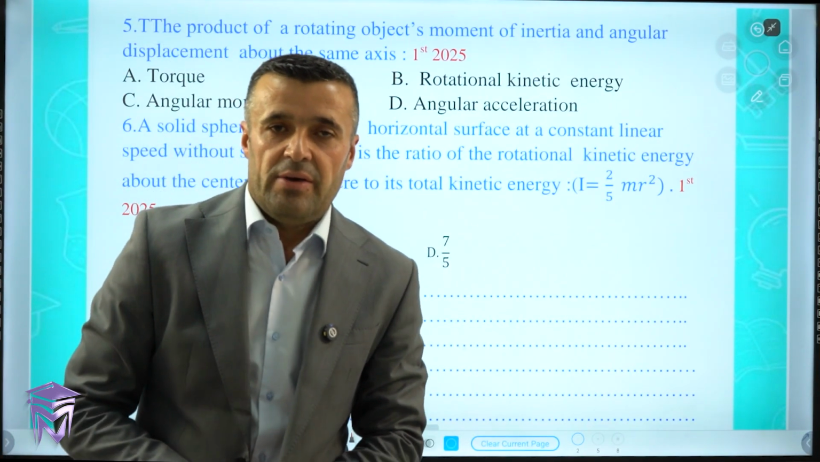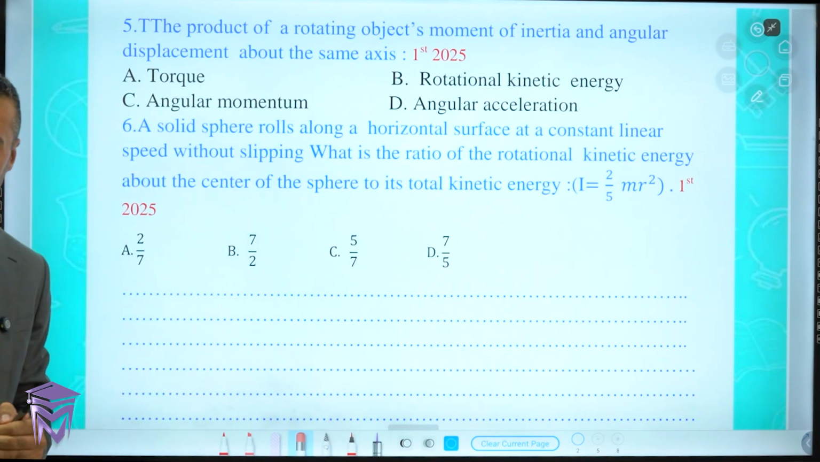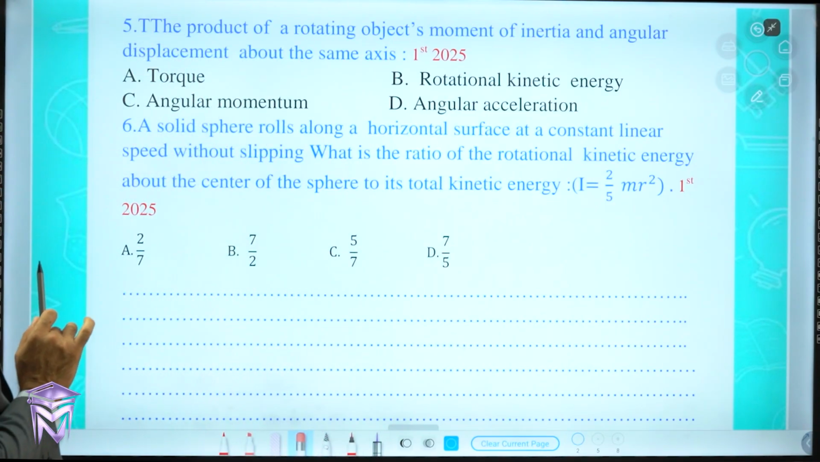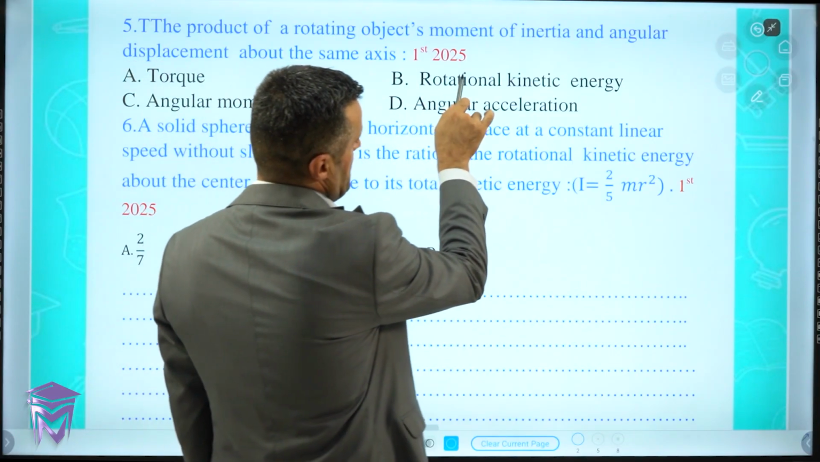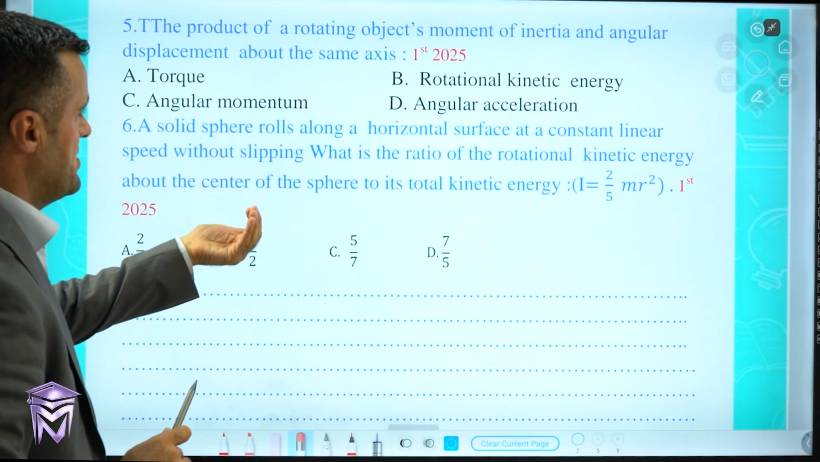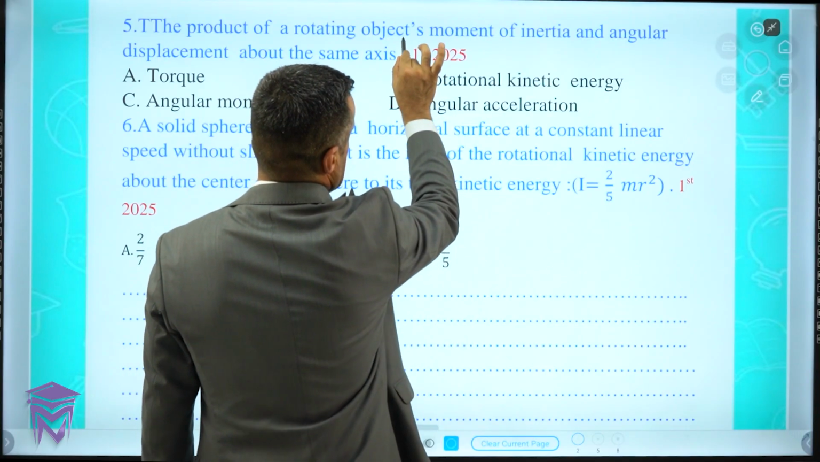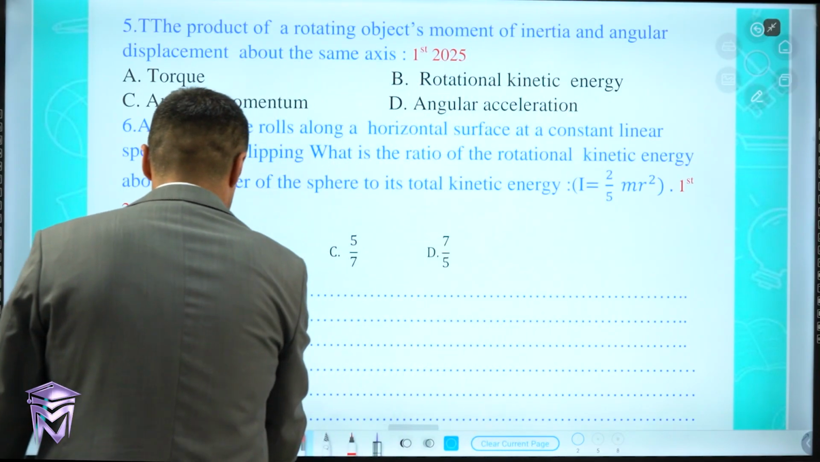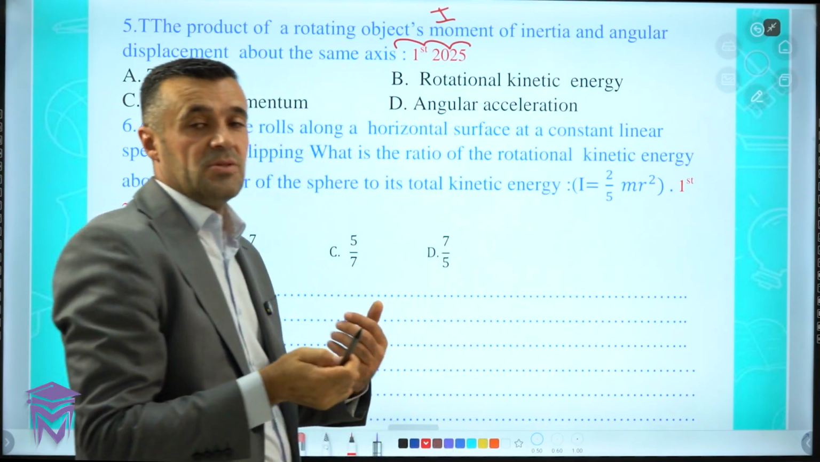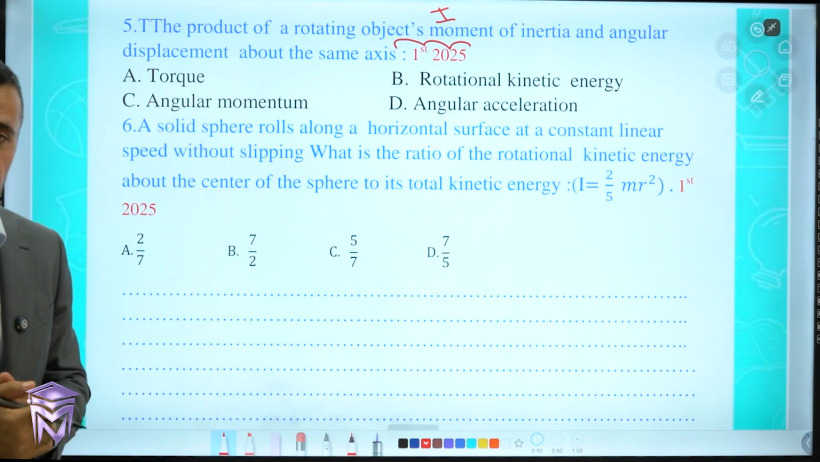Hello dear students, now I will solve question 5 about our chapter 2. This question is from the ministerial exam of the year 2025, first round. Question 5: The product of a rotating object's moment of inertia, I, and the angular speed of the same object about the same axis is called dash. This is the definition of angular momentum.